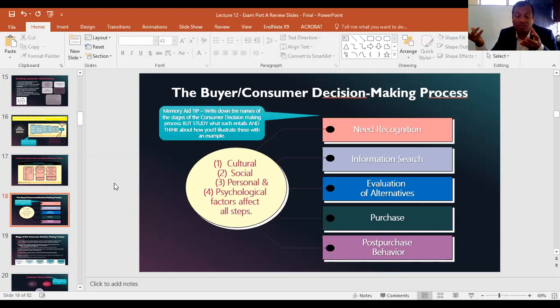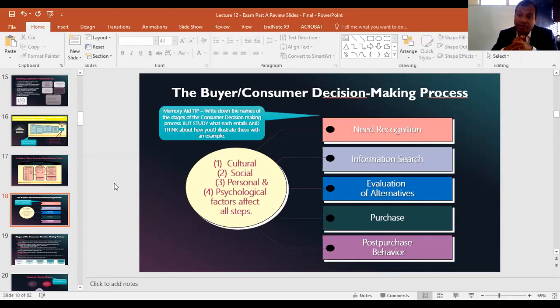You can get some ideas from Google, but it's better to write something you have personally experienced. Then the answer will be very unique, different from others, and it will be rewarded in a good manner. So put in one example.